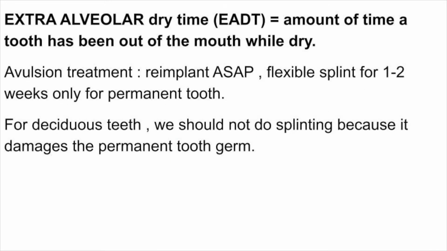Extra alveolar dry time, that is EADT, is equal to the amount of time a tooth has been out of the mouth while dry. Avulsion treatment is to re-implant as soon as possible. Flexible splint for 1 to 2 weeks, only for permanent tooth. For deciduous teeth, we should not do splinting because it damages the permanent tooth germ.